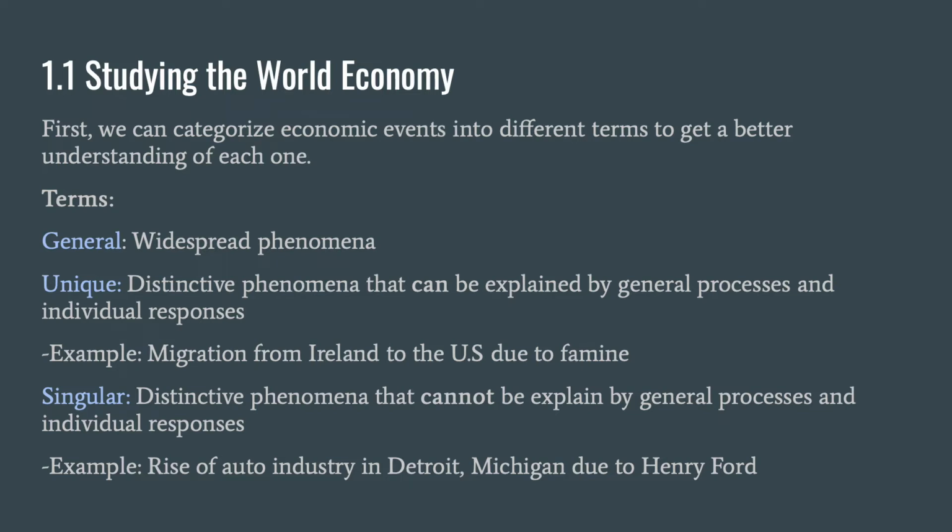These terms include general, which are widespread phenomena, unique, which are distinctive phenomena that can be explained by general processes, and individual responses. An example of this would be migration from Ireland to the US due to famine, the general being environmental concerns, and the unique being laissez-faire policies enacted by the government.